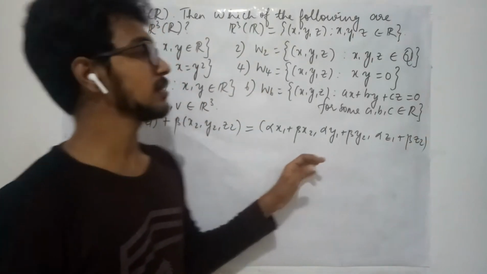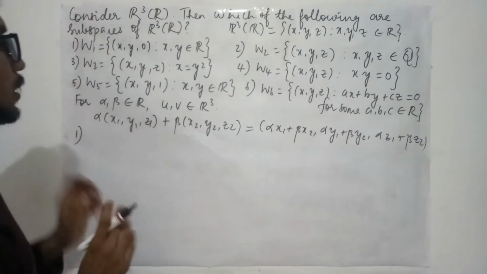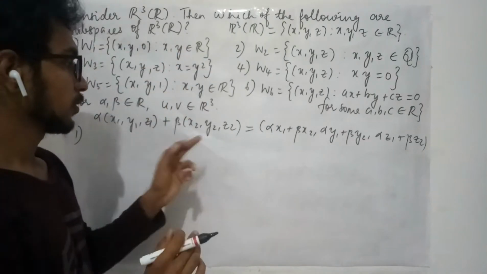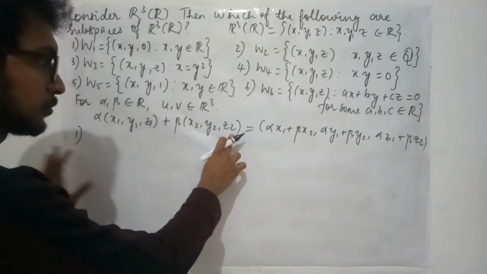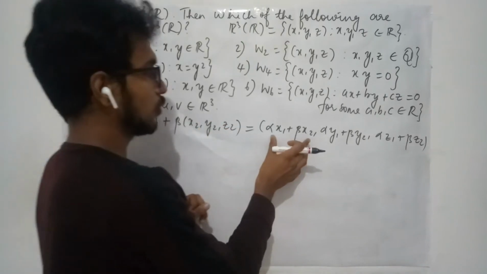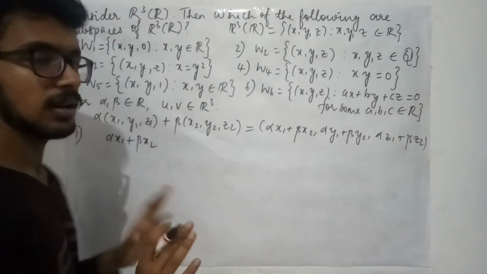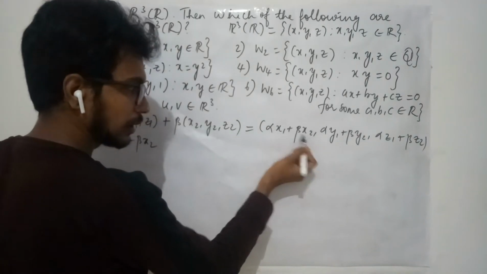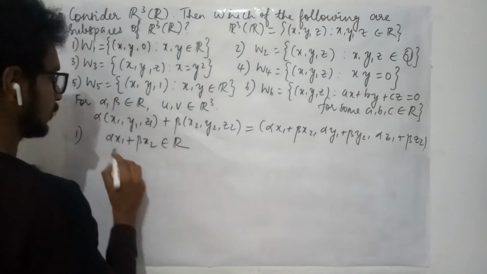Now we shall apply these to the given sets. In the first, what they have given is that the first two entries must be real and the third entry must be 0. So here the third entry is going to be 0, here the third entry is going to be 0, right? And the first two entries have to be real. Now we'll see whether alpha x1 plus beta x2 is real or not. x1 is some real quantity, x2 is some real quantity, alpha and beta are real quantities. Therefore, this is a member of reals.